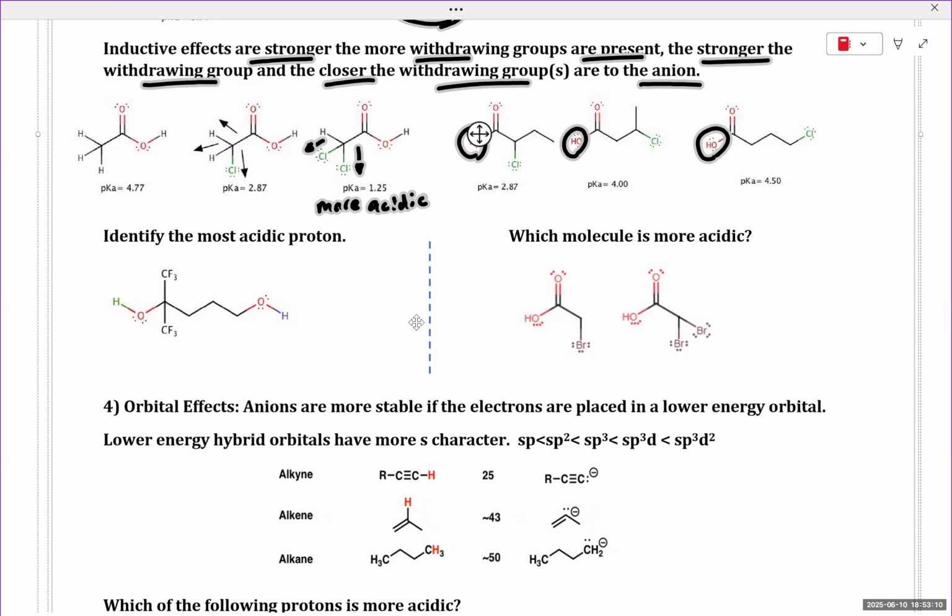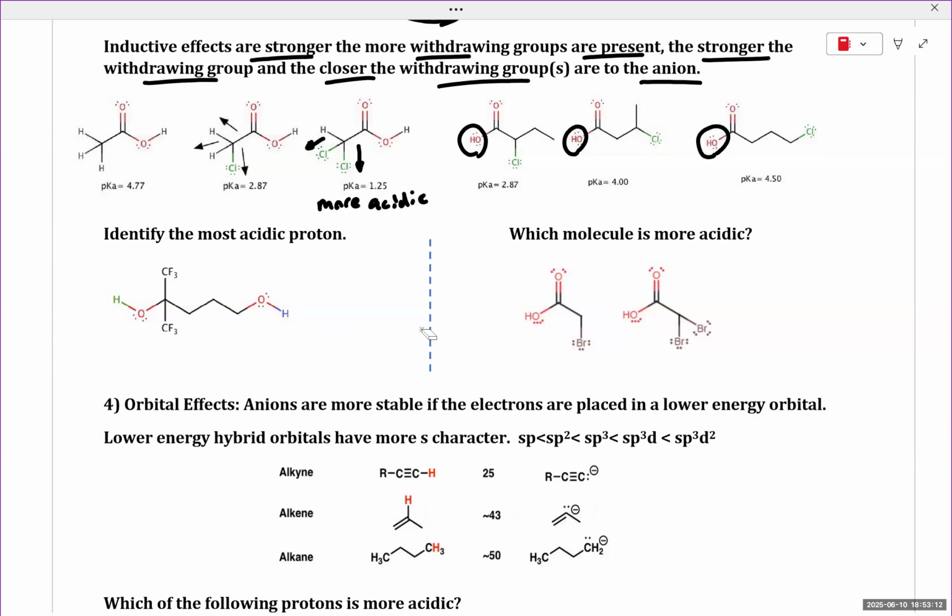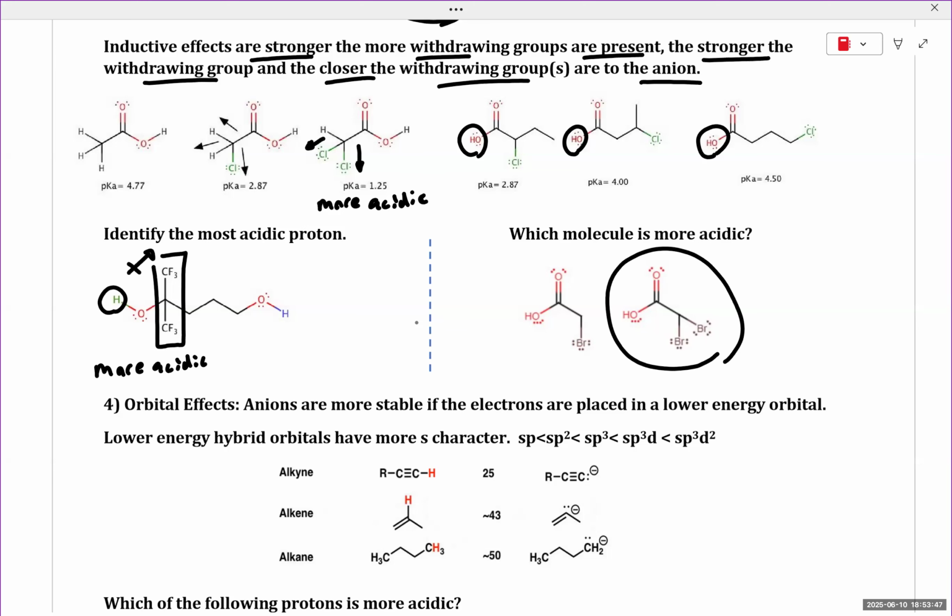So in this case, we have two protons. They're both attached to alcohols. However, one of them is adjacent to these withdrawing groups. As a result, the proton attached to the alcohol closest to these withdrawing groups is going to be more acidic. This is an example of proximity effects. In this second case, we have bromoacetic acid versus dibromoacetic acid. The more inductive withdrawing groups we have, the more acidic our proton will be.